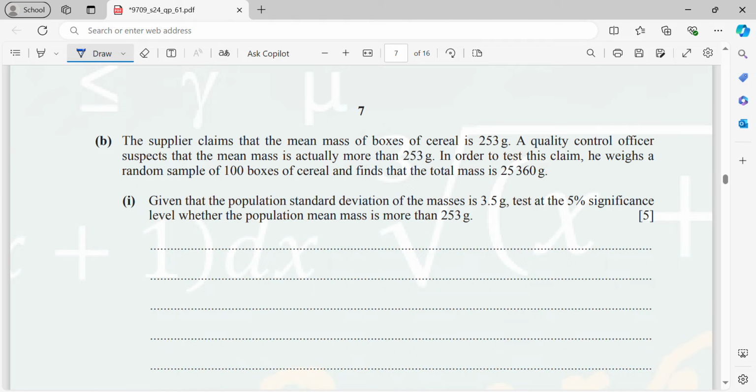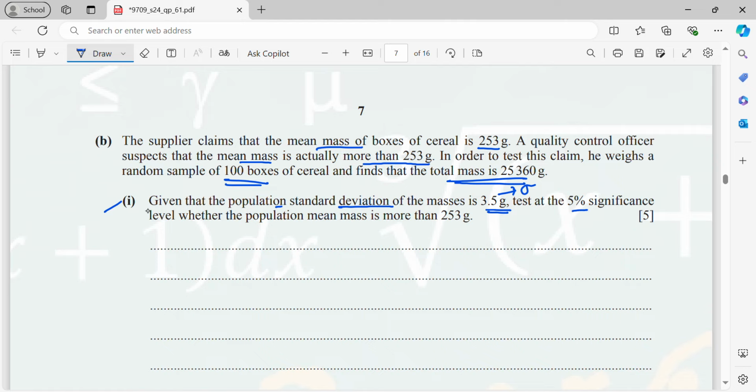B. The supplier claims that the mean mass of boxes is 253 grams. The quality control officer suspects that the mean mass is actually more than 253 grams. In order to test this claim, he weighs a random sample of 100 boxes of cereal and finds that the total mass is 25,360 grams. Now, first part, given that the population standard deviation of masses is 3.5, this is a sigma.